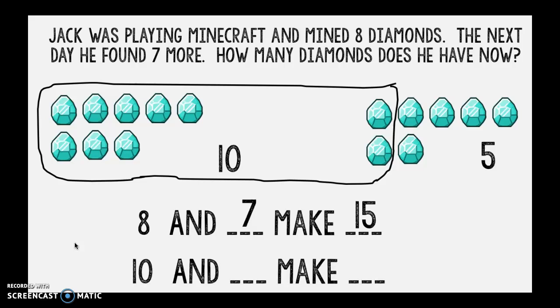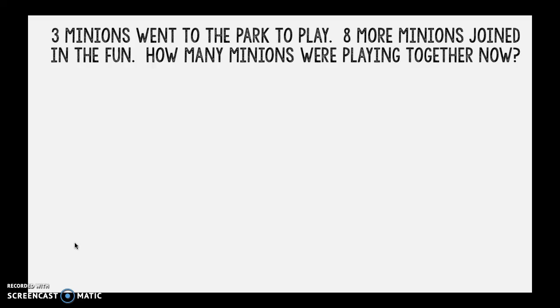How could I fill in this sentence then? 10 and blank make blank. Go ahead and write that sentence on your board. 10 and blank make blank, and try to fill it in. Okay, I have 10 and, well, I want to get the rest of those diamonds. 5 make all the diamonds that I have together. 15. Good job. All right. Erase your boards. Here we go.